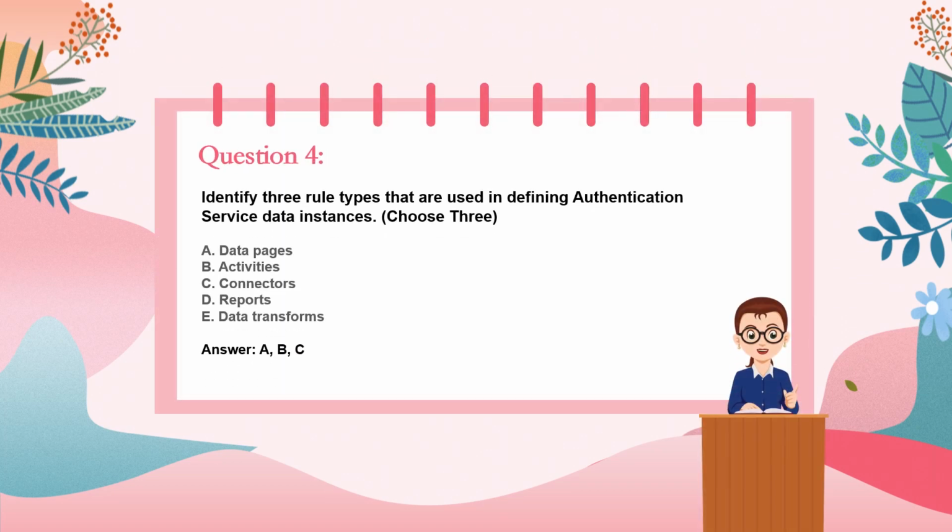Question 4. Identify 3 rule types that are used in defining authentication service data instances. Choose 3. A. Data pages. B. Activities. C. Connectors. D. Reports. E. Data transforms. Answer. A, B, C.